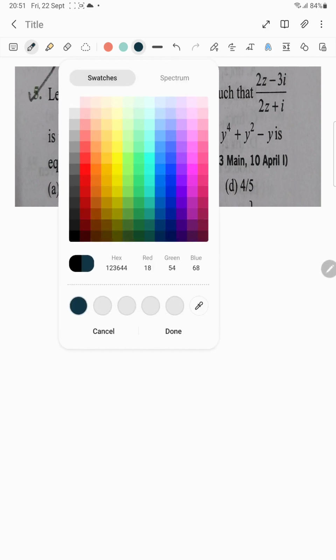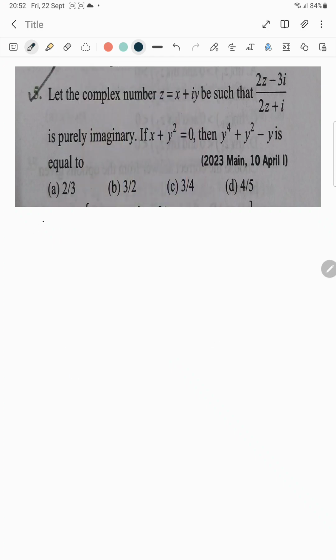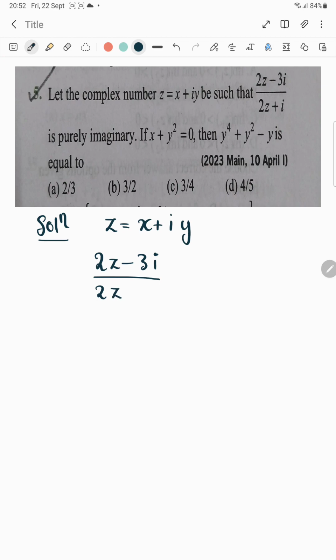Okay, so what is given to us? Let's try to understand that. First, what is given is z is a complex number. So z is of the kind x plus iy, where x and y themselves happen to be real numbers, such that (2z minus 3i) upon (2z plus i) is equal to a purely imaginary complex number.